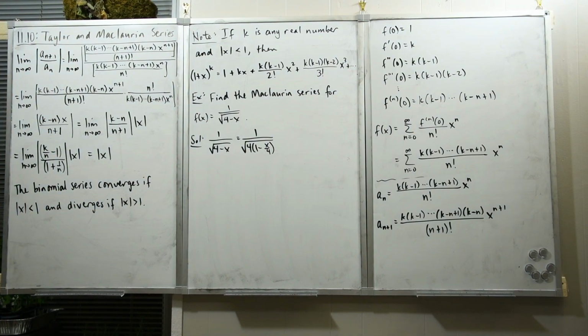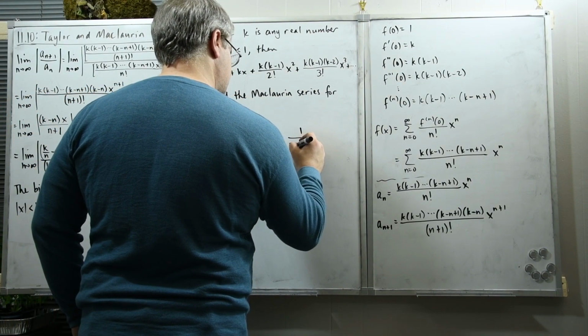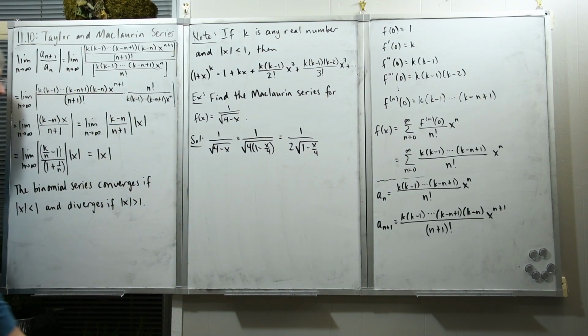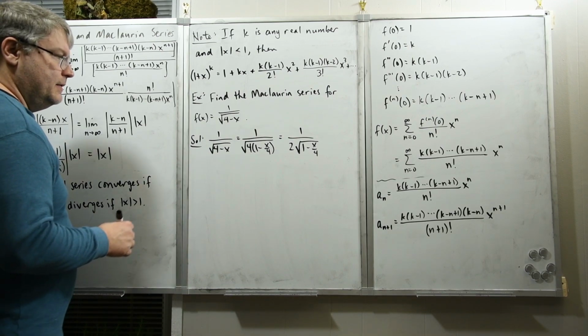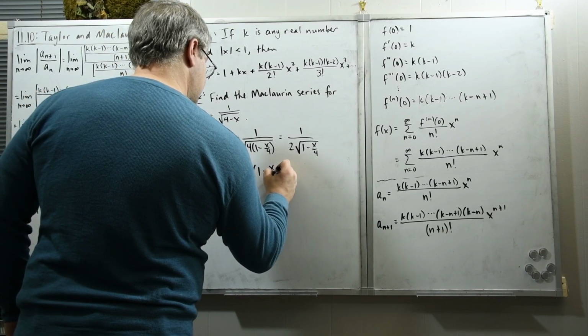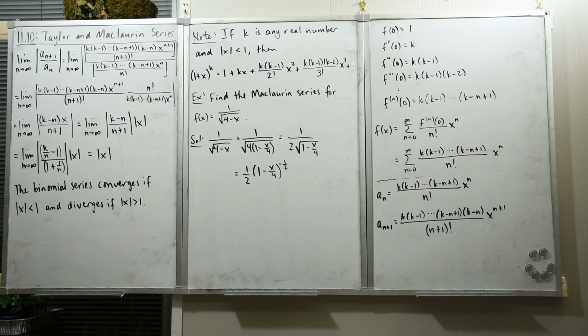Now, if you think about that for a moment, then what you have is the following: 1 over 2 times the square root of 1 minus x over 4. But this could be written as 1/2 times 1 minus x over 4 raised to the negative 1/2 power. So, with that in mind, we could use binomial series with k equals negative 1/2.